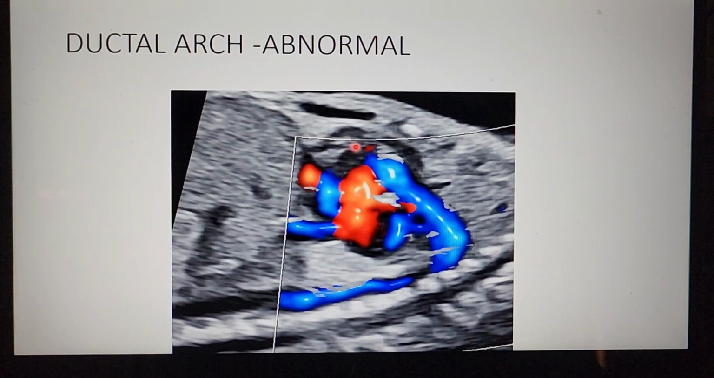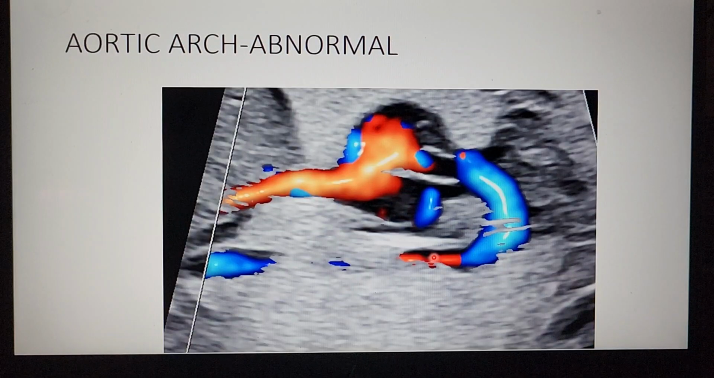So it starts anteriorly but has to go posteriorly and then takes a curve in the form of an umbrella handle and forms a descending aorta. So that is how the ductal arch would get disfigured in a transposition of great vessels.